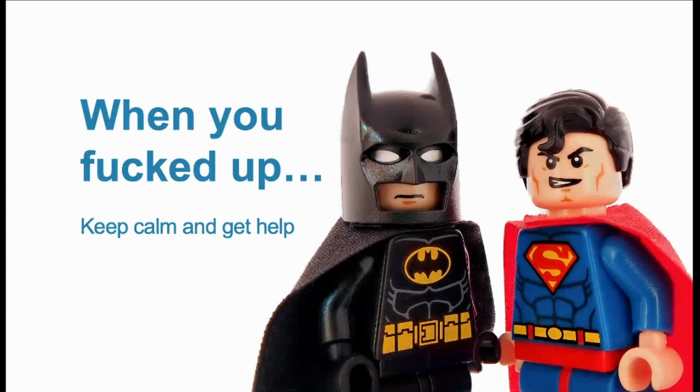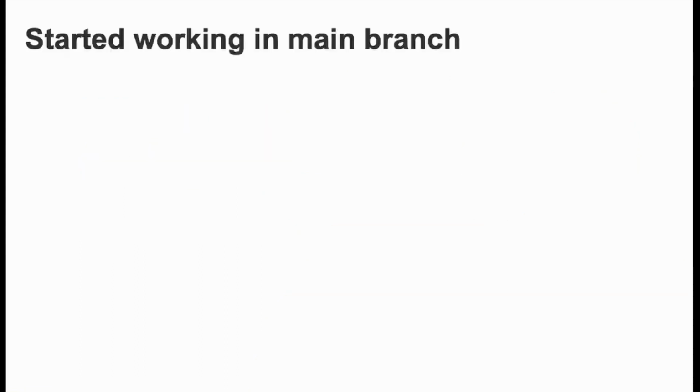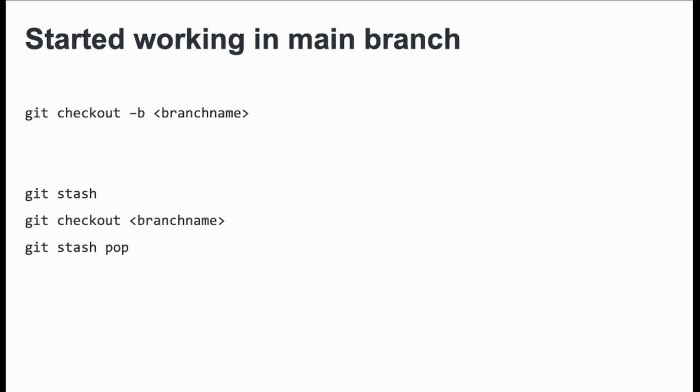Okay. So imagine you have a really bad day, you didn't have enough sleep, you're running a little bit late, you just had half a cup of coffee, and you come into the office and you're greeted that you need to do an urgent bug fix. And of course, you just started working in the main branch. So an easy solution for that would be to just use git checkout -b, as we discussed before, or use a git stash and check out an already existing branch, and then a git stash pop.